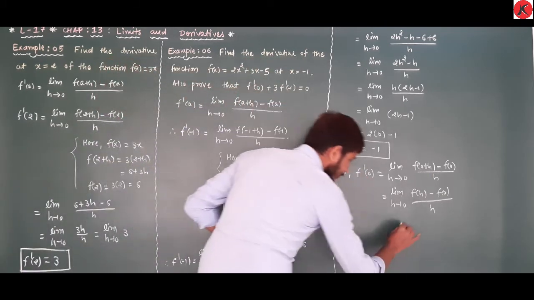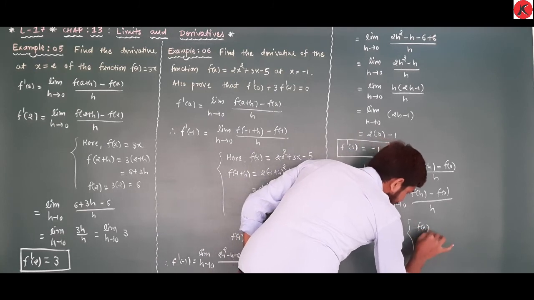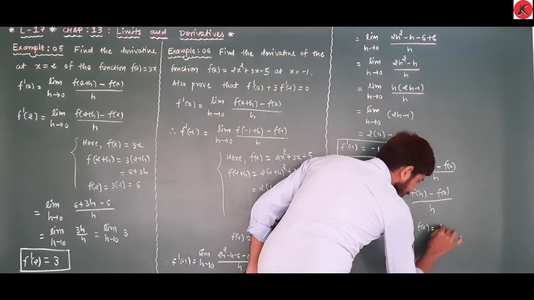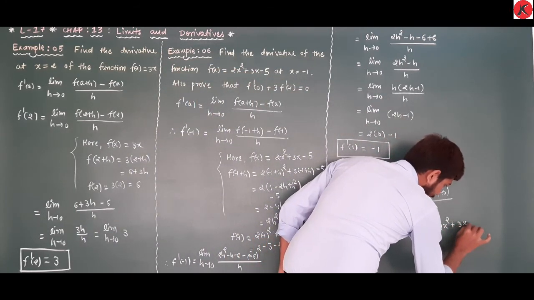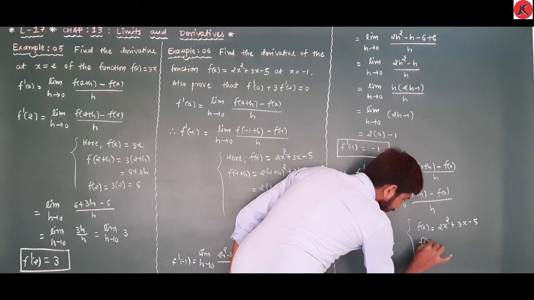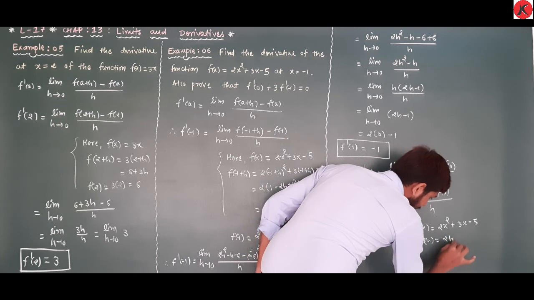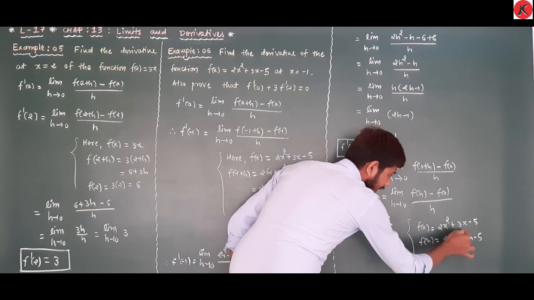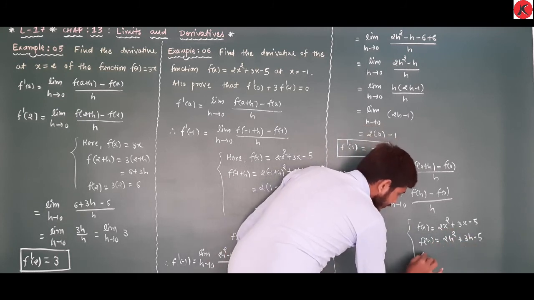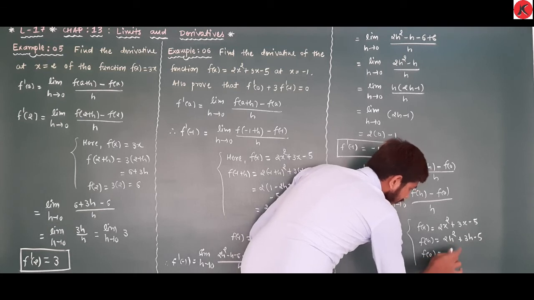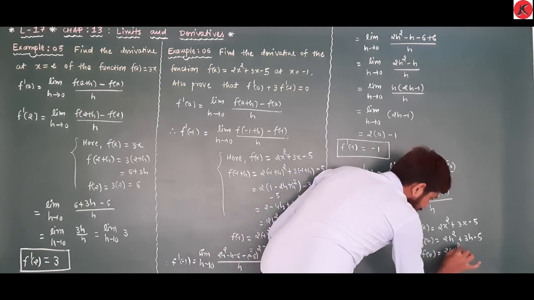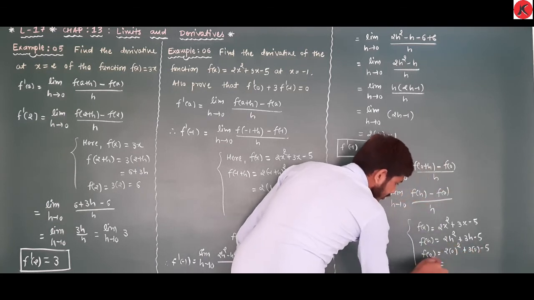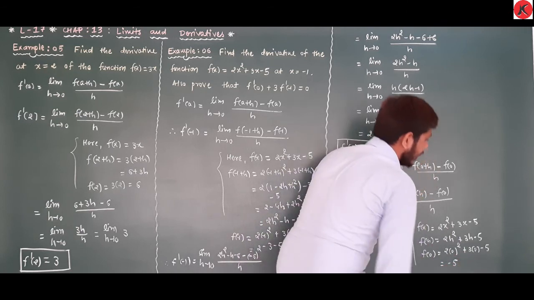So how can we obtain this value? We have f of x. What is f of x? f of x is equal to 2x square plus 3x minus 5. Now obtain f of h: replace x with h everywhere. We will get 2h square plus 3h minus 5. And in the same way, find f of 0 also. We will get 2 into 0 square plus 3 into 0 minus 5. With x equals 0, we will get this, and this will become minus 5.